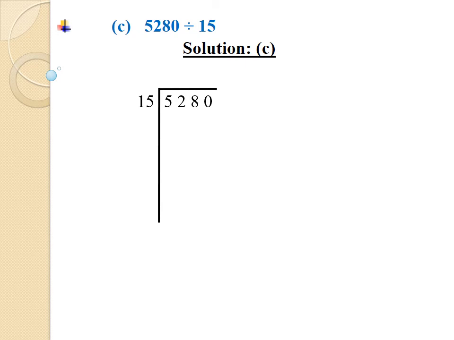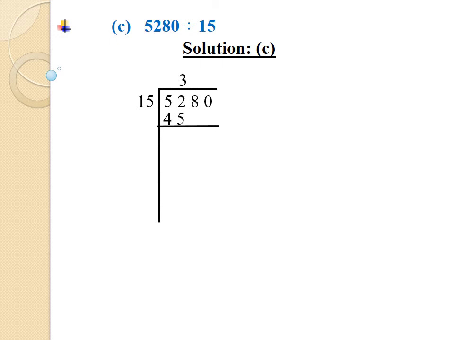We cannot subtract 60 from 52. So we have to take 45 and we have to write the second factor 3 in the quotient and the product 45 below 52. Thus, writing 3 in the quotient and 45 below 52. Now, we have to subtract 45 from 52 starting from right side.